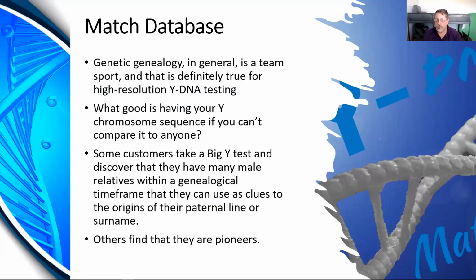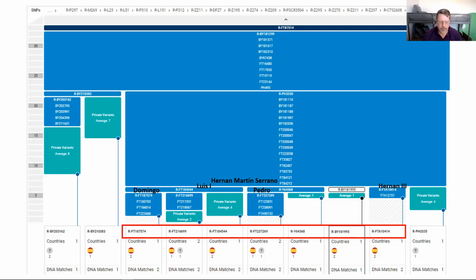So genetic genealogy is a team sport, and it's definitely true for high resolution Y-DNA testing like the Big Y. What good is having your Y chromosome sequence if you can't compare it to anyone? The value here is that people have done their genealogy and have taken the Big Y test, and then they can share it with you.